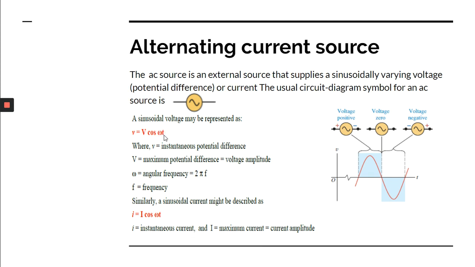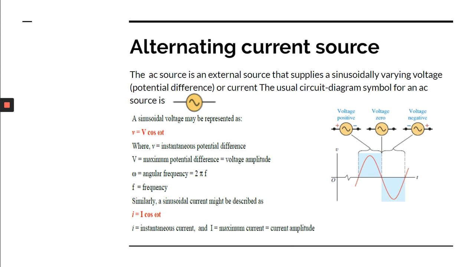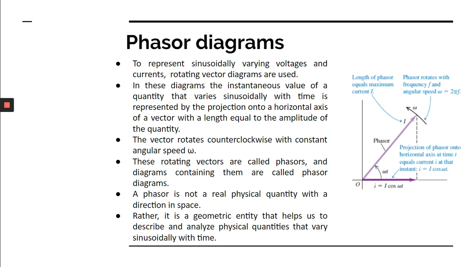So this is how mathematically you are representing the voltage or the current in case of an alternating current source or voltage source. We can represent it in sine form or cos form. Now let us come to the phasor diagrams, and obviously phasor diagrams are related to phase. This is how you are representing the current in a geometrical manner. So this is your phasor diagram.